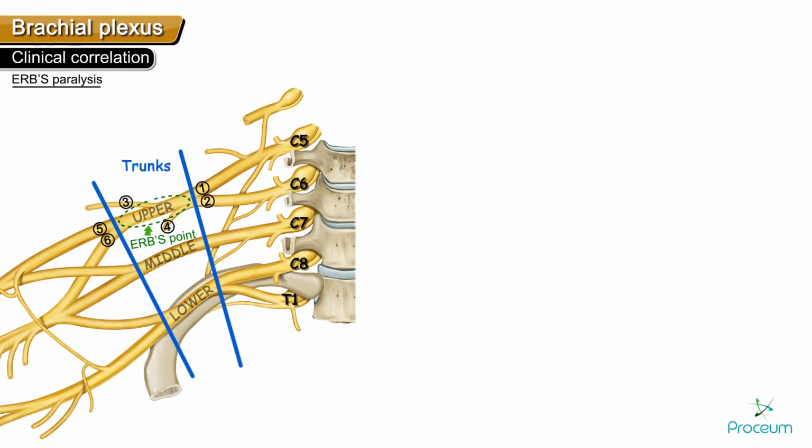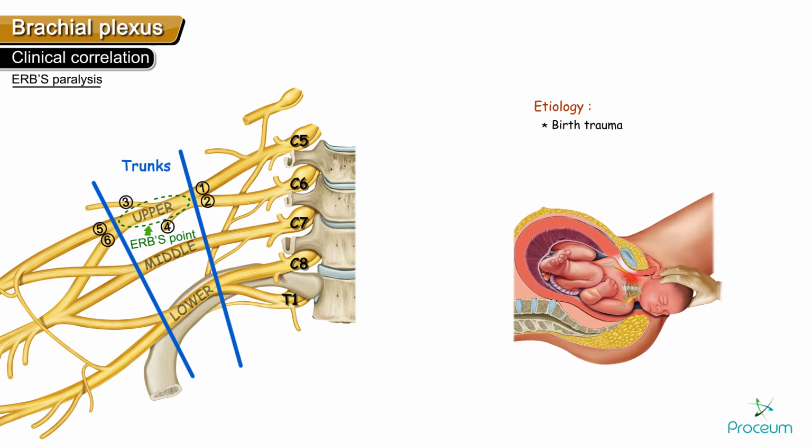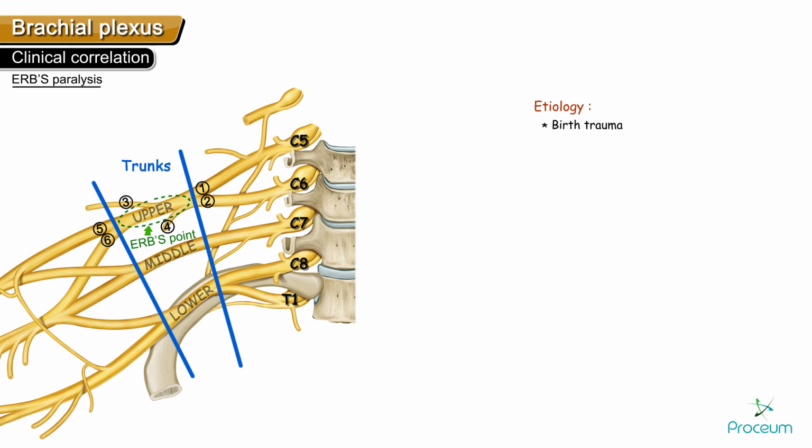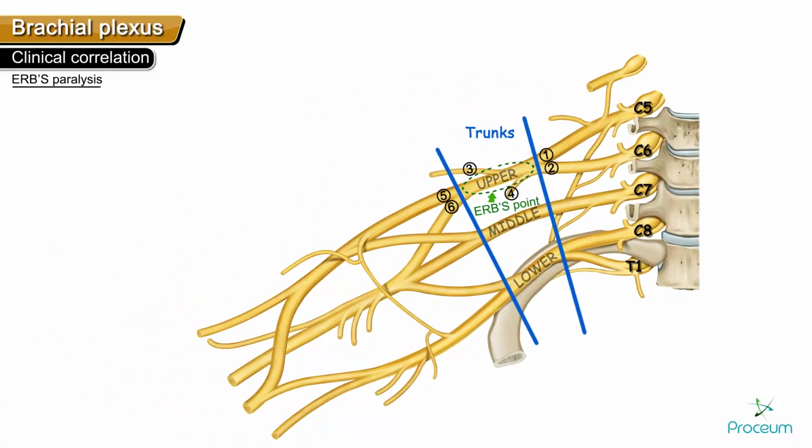And this usually happens as a birth trauma, when during delivery there is undue abduction of head, neck and shoulder of the baby, leading to stretching and injury to the upper trunk, or it can happen due to fall on the shoulder as in road traffic accidents. Let's try to understand what are the nerves involved in Erb's paralysis. The root values of C5 and C6 are affected.